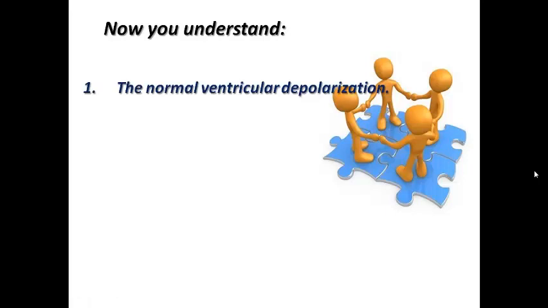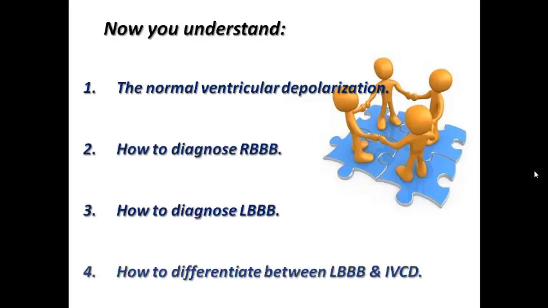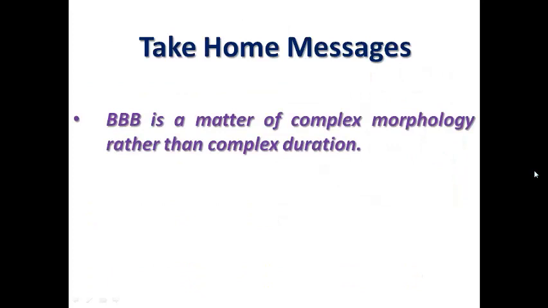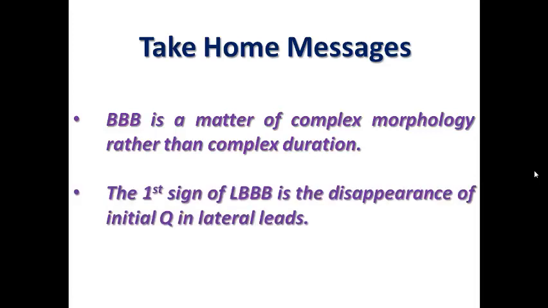So at the end of our lecture today, we understand now the normal ventricular depolarization as we discussed its fundamentals. We discussed it in the ventricular enlargement, and today we discussed in much more detail in this lecture how to diagnose right bundle branch block, how to diagnose left bundle branch block, and how to differentiate between left bundle branch block and the intraventricular conduction delay. And remember our take-home message today: bundle branch block is a matter of complex morphology rather than complex duration, and also the first sign of left bundle is the disappearance of initial Q in lateral leads.